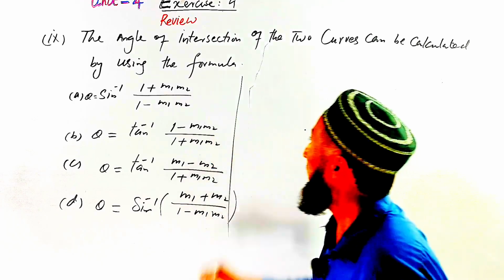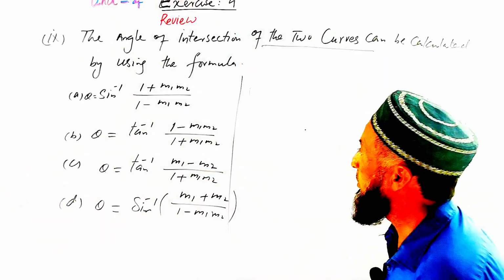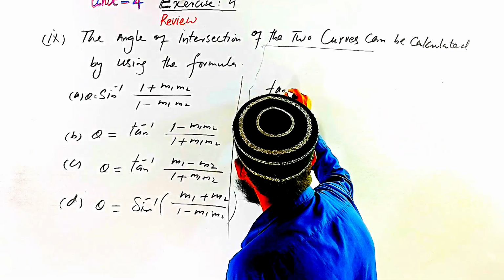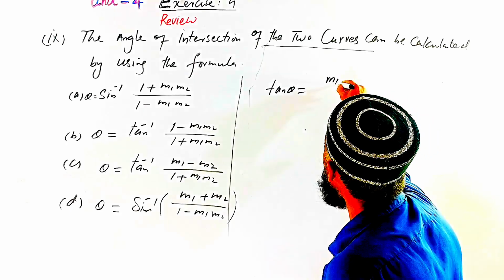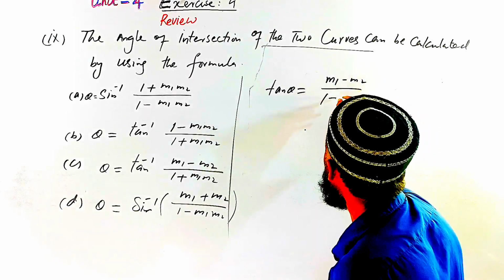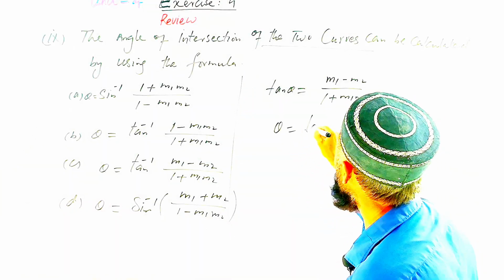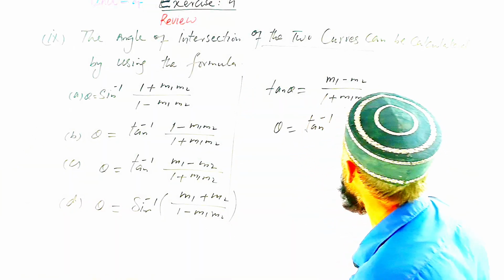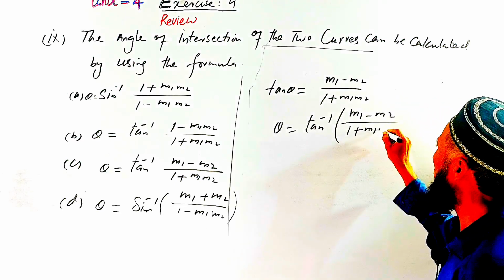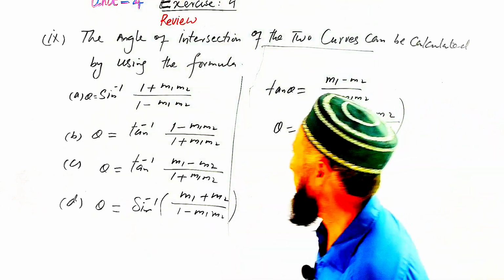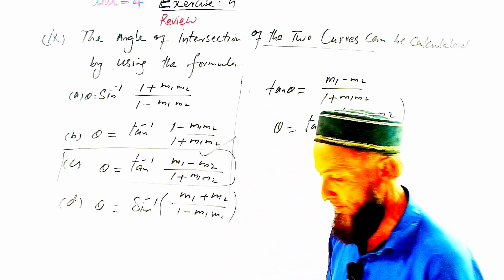Therefore, the angle of intersection between the two curves by using the formula is tangent theta equal to m1 minus m2 over 1 plus m1 m2. So theta is equal to tangent inverse of m1 minus m2 over 1 plus m1 m2. So option C is the correct option according to this formula.